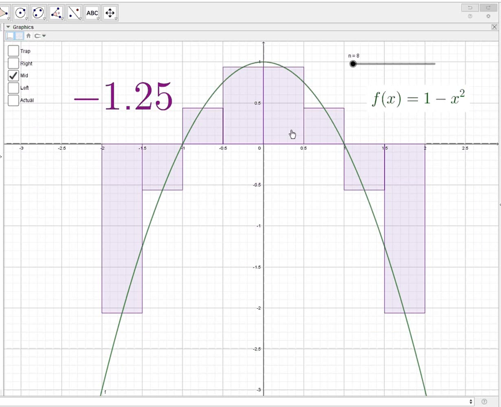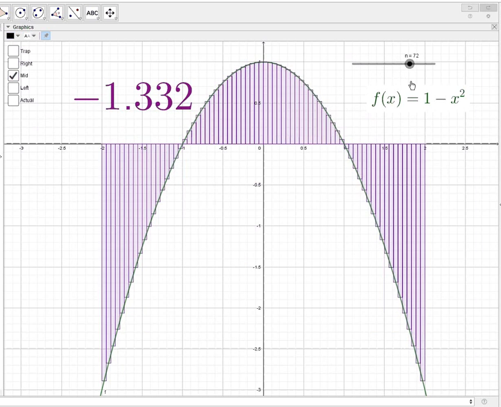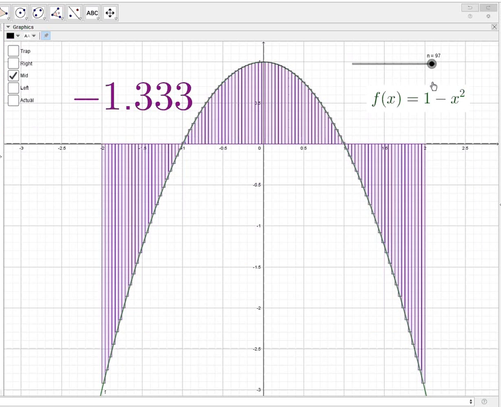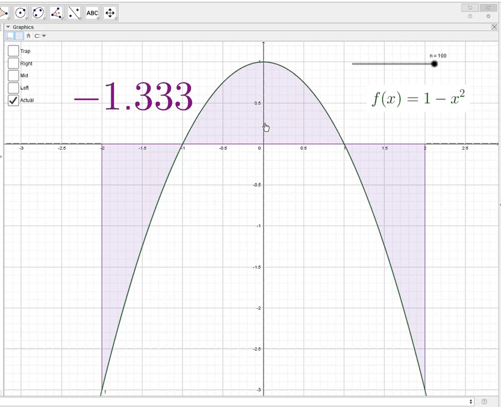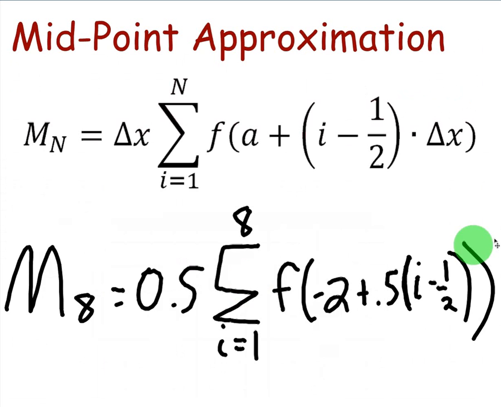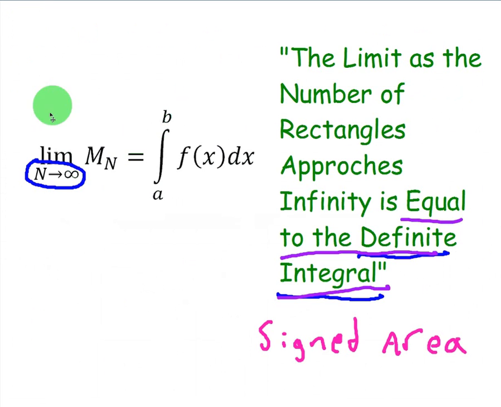Now again, what we want to do is increase our number of rectangles for midpoint. We can see it actually converges a little bit quicker than left and right. In other words, before we even get to 100 rectangles, we're getting that -1.3 value, which again is the actual value of the definite integral. The way to write that in terms of the number of rectangles approaching infinity is the limit as the number of rectangles approaches infinity for a midpoint approximation equals the definite integral from a to b of f of x, where a and b in this case are -2 and 2, and f of x is 1 minus x squared.